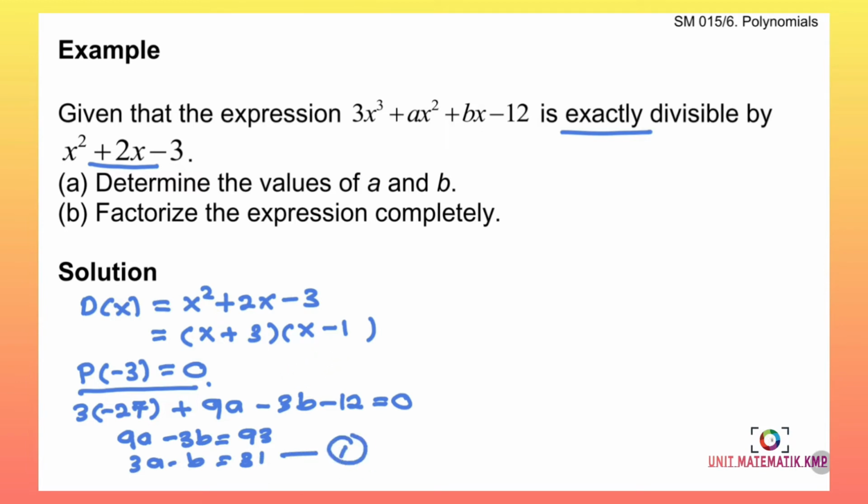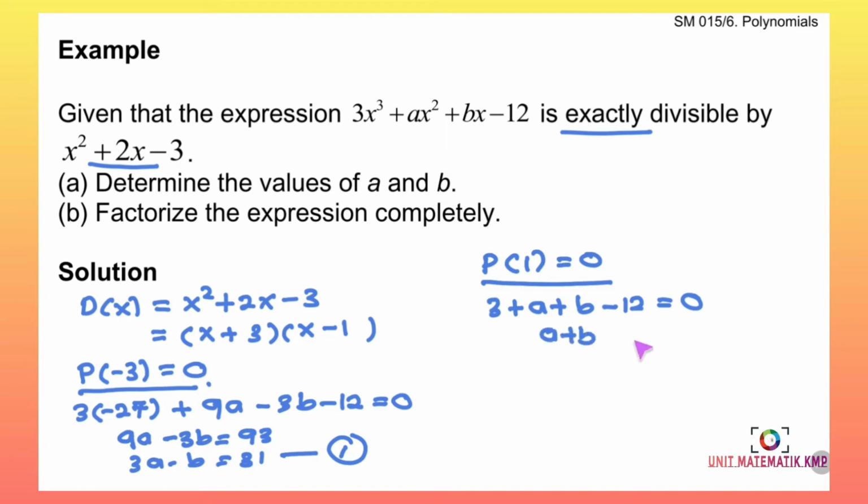Okay, next, when we divide the polynomial by x minus 1, we should have P(1) equal to 0, because the polynomial is exactly divisible. We will substitute x equal to 1 into the given P(x). Here we have 3 plus a plus b minus 12 equal to 0. So we should have a plus b equal to 9. Is it right? Okay, this is our second equation.